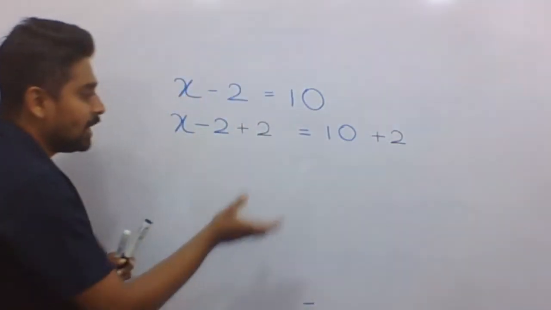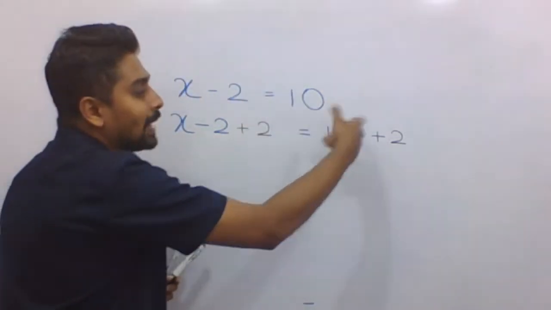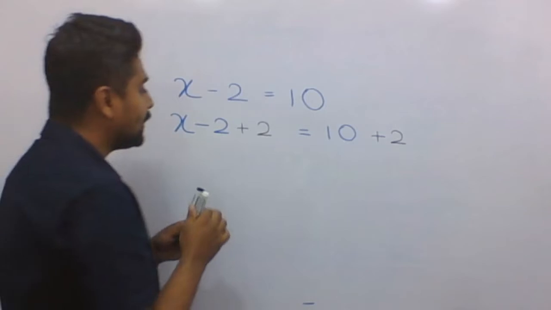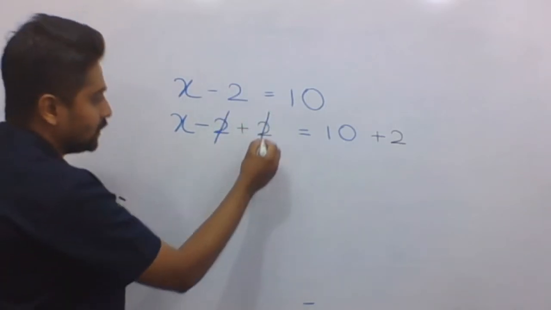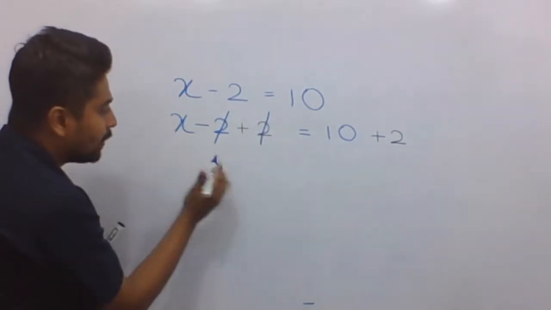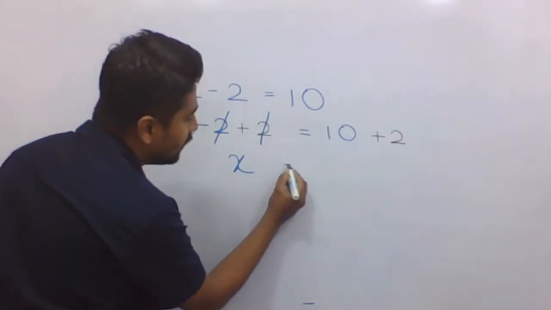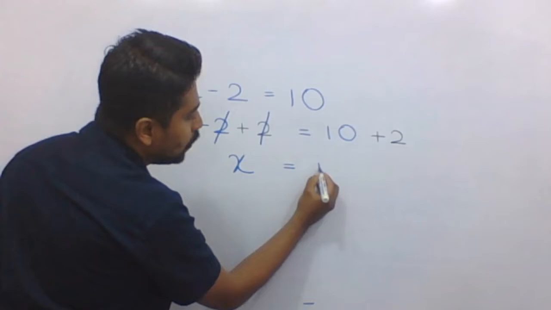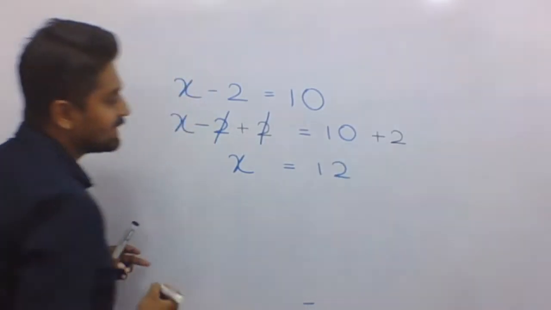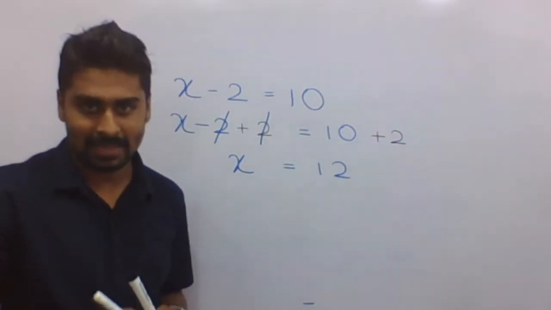So the same thing happened. If you put plus 2 this side, you have to put plus 2 to the other side also. Now what happened? This cancels. Now what remains? X remains. So x equals what? When you simplify them, 10 plus 2, 12. Then x equals what? X equals 12, right?